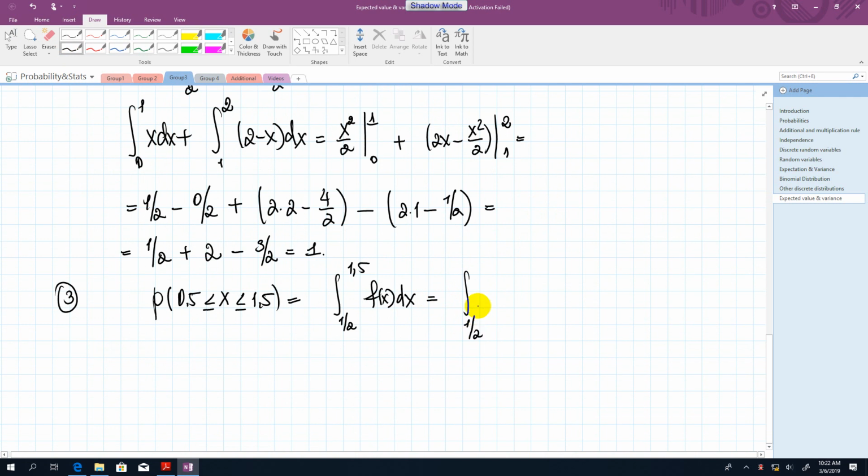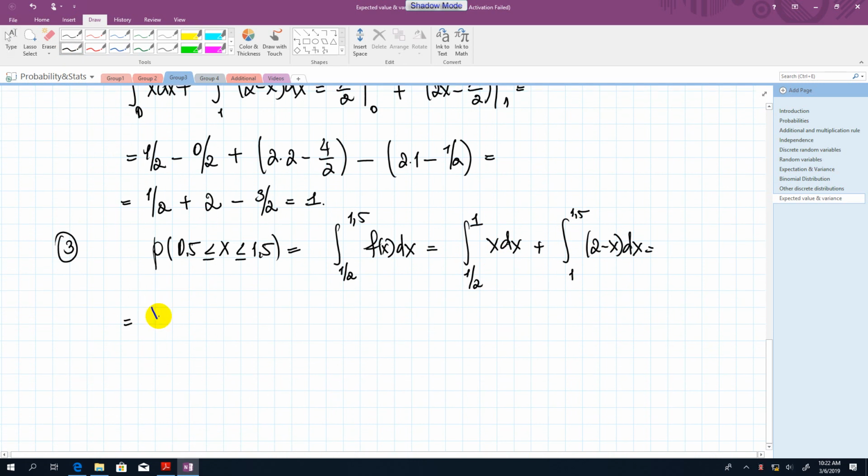So let us write this. From 1 over 2 until 1, it is one function, right? From 1 to 1.5, this is a different function, 2 minus x dx, right? So let's do this together again. This will be x squared over 2. We need to put the values, 1 and 1 over 2, plus 2x minus x squared over 2, so 3 over 2 and 1.